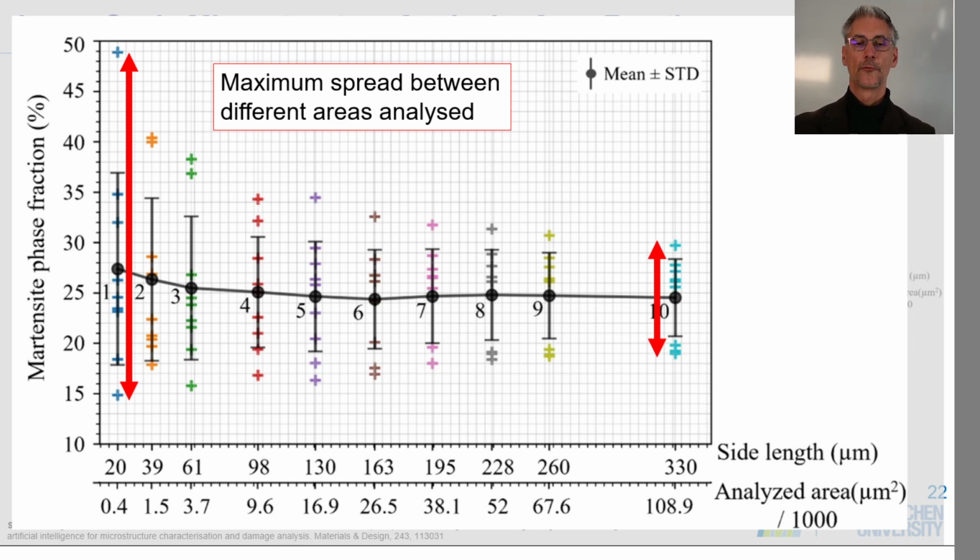Like for the small squares of number 1, you can see that the blue crosses go from 15 to 50, right? So this is an enormous spread. And even on the other extreme, for the number 10, we can see that even though the areas are now very large compared to manual analysis, we still have a sizable spread. So that means if we want to have a good estimate of our area fraction or any other stochastic property, we really need to look at much larger areas as, for example, even the square number 10.